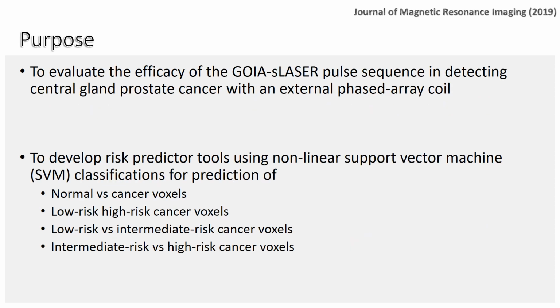The purpose of this study was to evaluate the efficacy of the GOIA sLASER pulse sequence in detecting central gland prostate cancer with an external phase array coil, and also to develop risk predictor tools using nonlinear support vector machine classifications for prediction of 4 different groups.